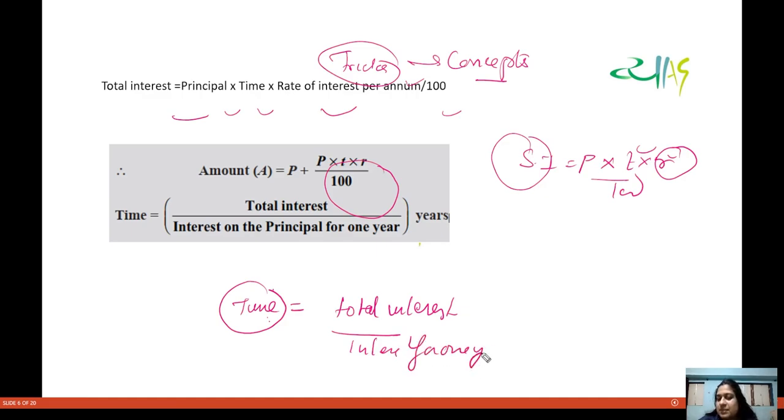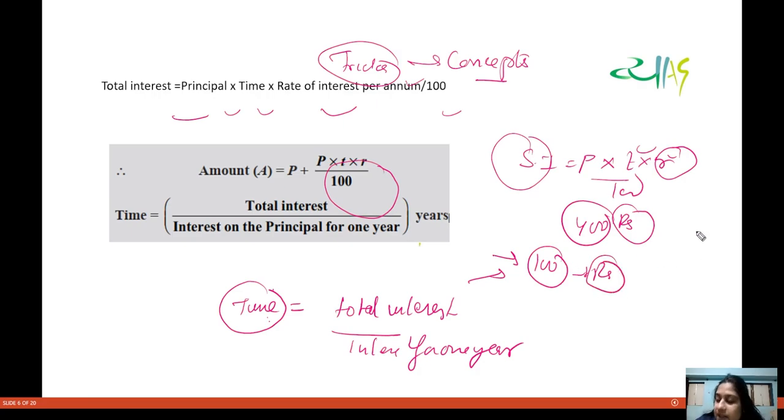For example, this is very easy. If someone gives you a question that total interest is 400 rupees, and interest on principal for 1 year is 100 rupees, and they ask for how many years the money was lent to you, you can definitely do this by 400 by 100, that means for 4 years. So this is a very good formula for calculating time: total interest divided by interest on principal for 1 year.